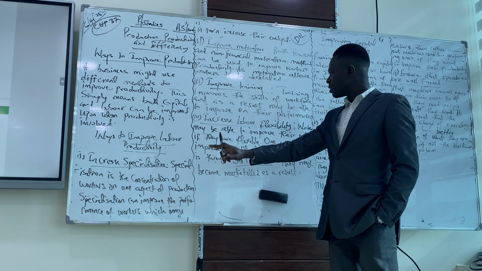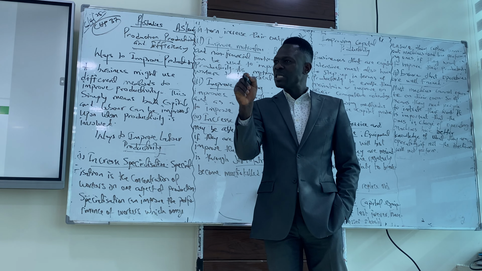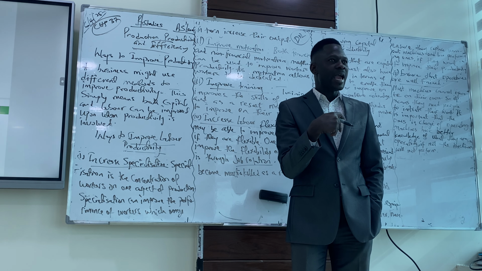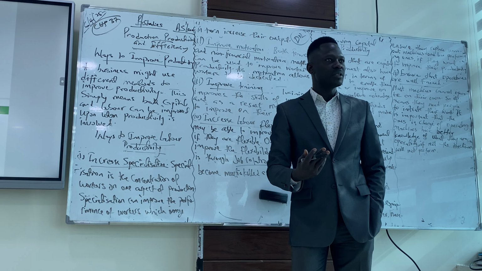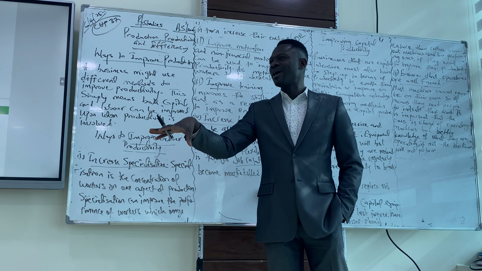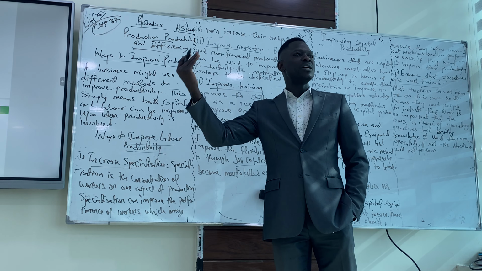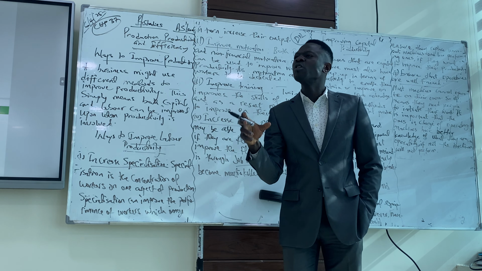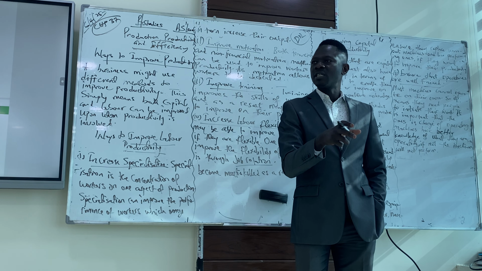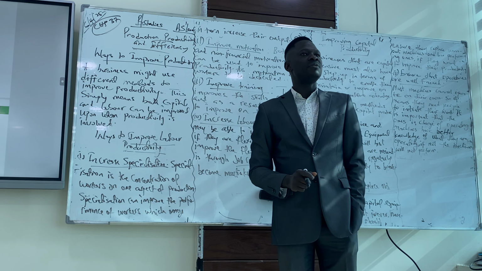The next one, increase labor flexibility. How do we increase labor flexibility? To increase labor flexibility, we need job rotation. And when we talk about job rotation, it simply means allowing workers to move from one department to another, expose them to different tasks, expose them to different functions within the organization. Do not allow them to stay in one department. Let them move from finance department to logistics, from logistics to marketing and the rest. So they become multi-skilled. When they are multi-skilled, it increases and improves their productivity.